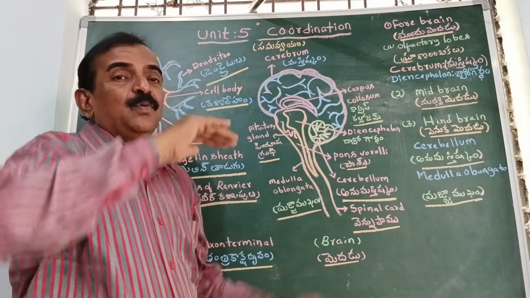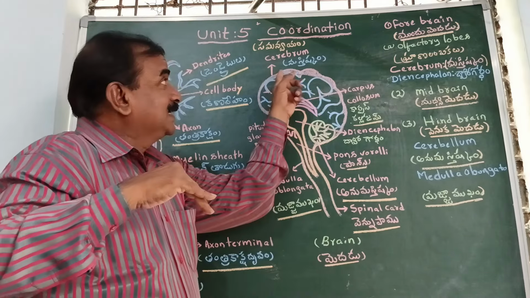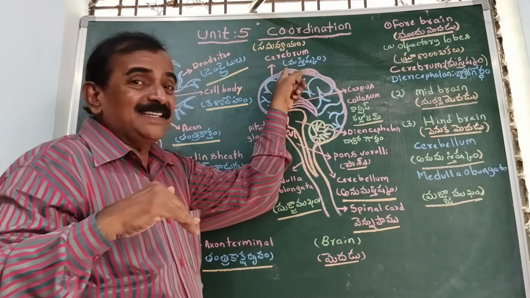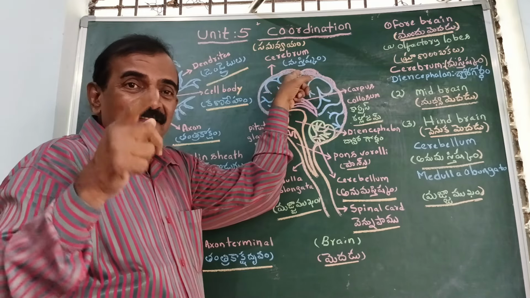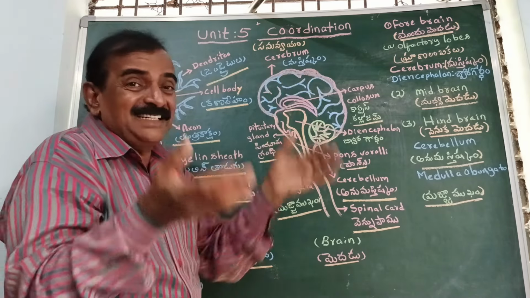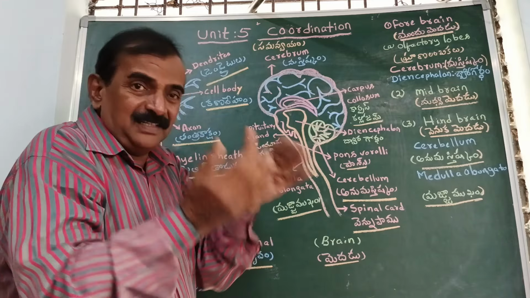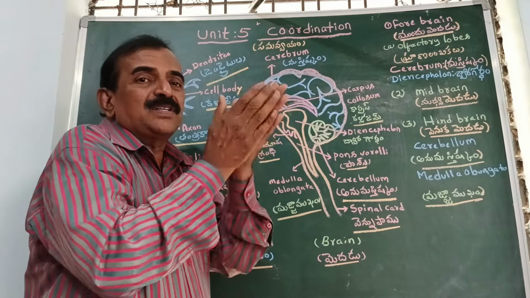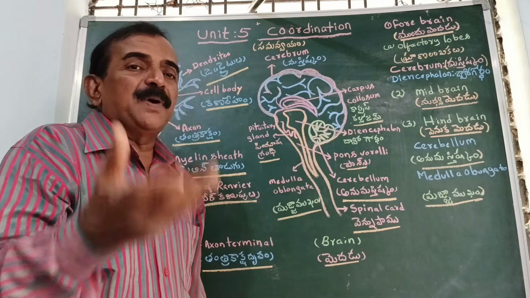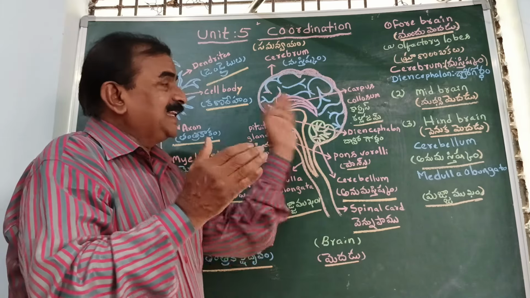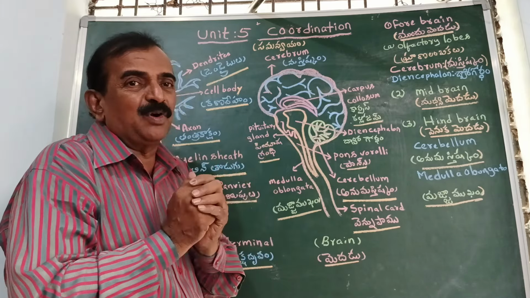Already I told you the forebrain has elevations and grooves. The elevations are called gyri and the grooves are called sulci. And the sulci divide each cerebral hemisphere once again into 4 lobes. They are frontal, parietal, temporal and occipital.